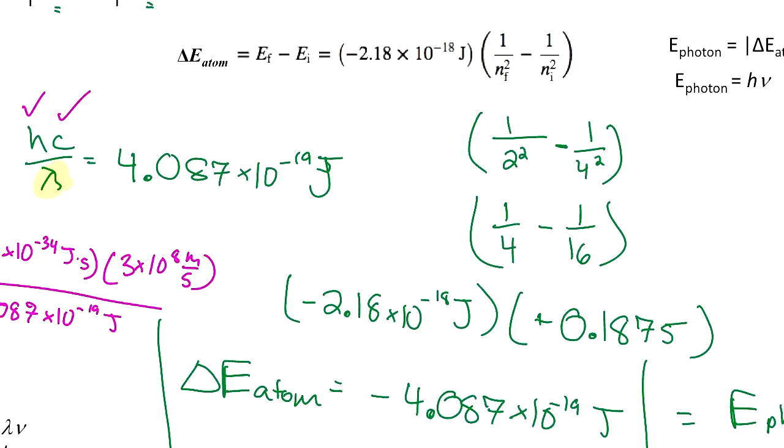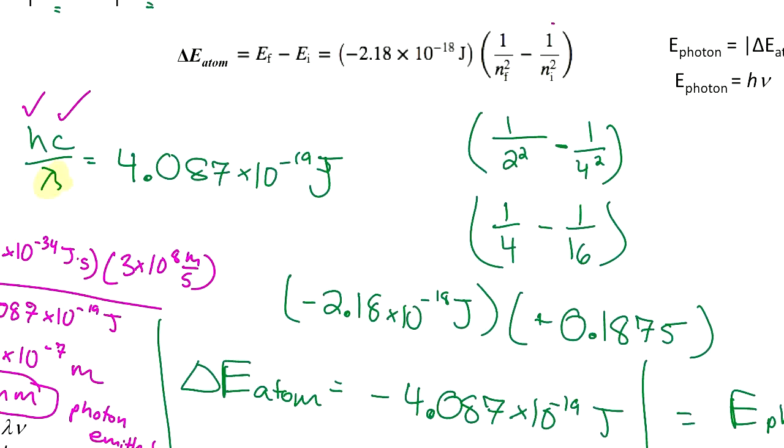And so when you calculate this, you get the wavelength is 4.86 times 10 to the negative 7 meters, but I'm going to go ahead and convert that to nanometers. This is 486 nanometers, right? And this is the photon that is emitted.